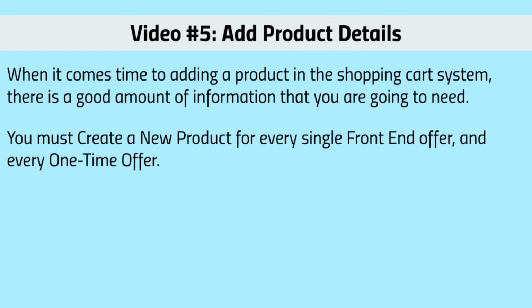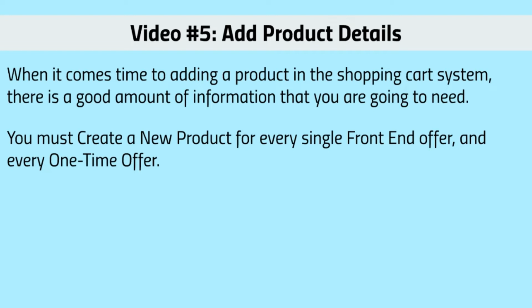I'm going to talk about the things that might be useful for you, the things you definitely need, and the things that are optional. Now, you must create a new product for every single front-end offer, every single one-time offer, basically every single product that you have, no matter if it is a front-end or a one-time offer. So all the information I'm going to show you, you're going to need all that information for every single product.